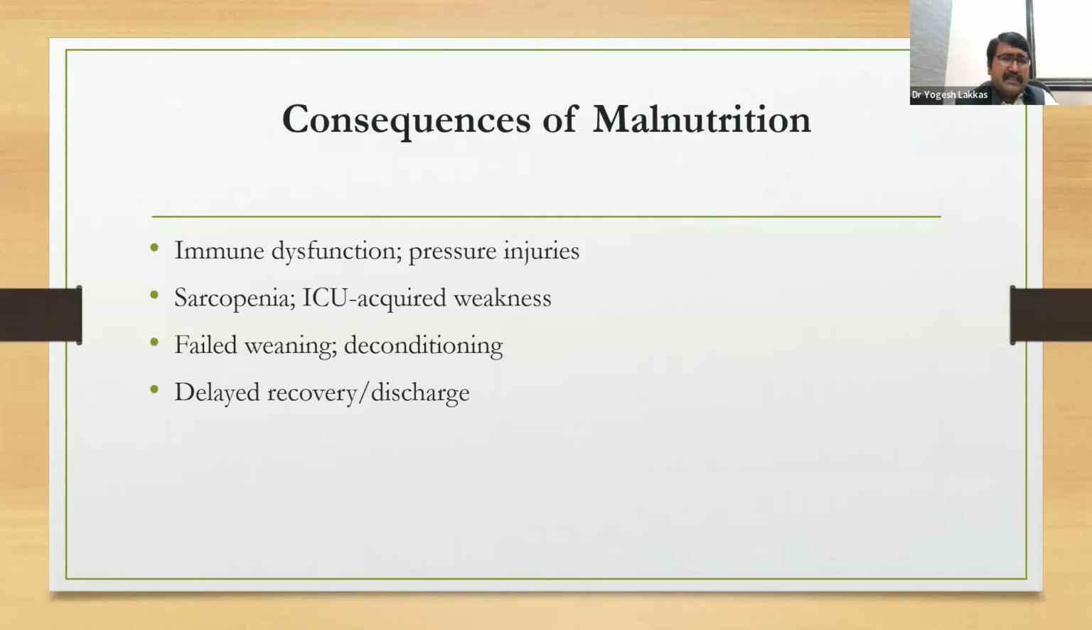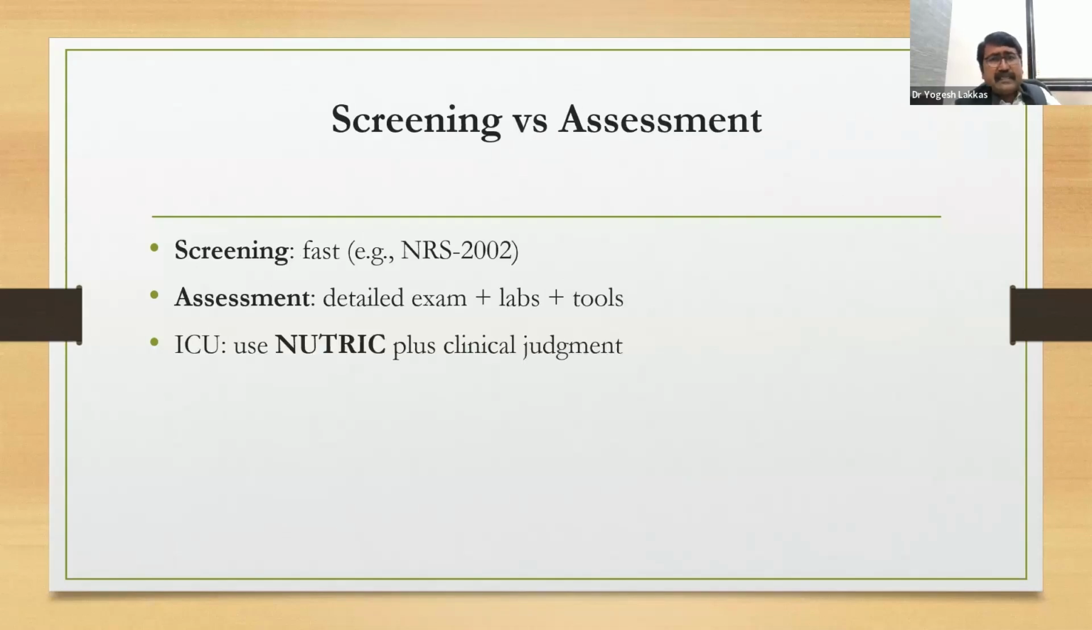Again, that will increase the cost of stay to the patient. That's why nutrition matters a lot in the ICU, along with the other therapies that we are planning for the patient. Screening versus assessment. Screening is usually fast, like the NRS 2002 score that we can use for screening. Then assessment can be a detailed clinical examination, then lab parameters, then tools, then Nutric score. That is the assessment of the nutrition in the patient with clinical judgment. That will matter a lot for the outcome of the patient.